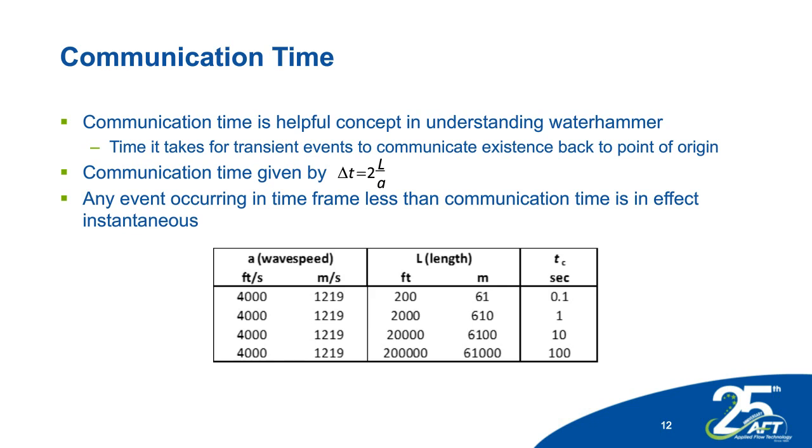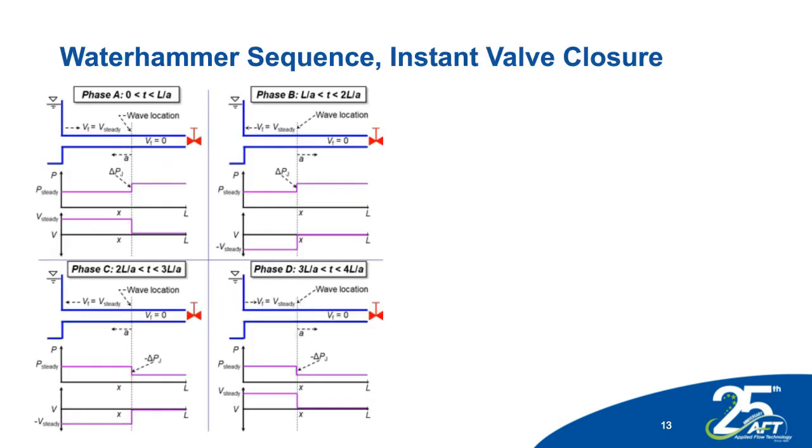So, for example, the third one here has a communication time in a 20,000-foot pipe, 6,100-meter length pipe, of 10 seconds. So if you have a valve that you close in 9.5 seconds, you're going to get the full Joukowsky pressure spike in a situation like that.